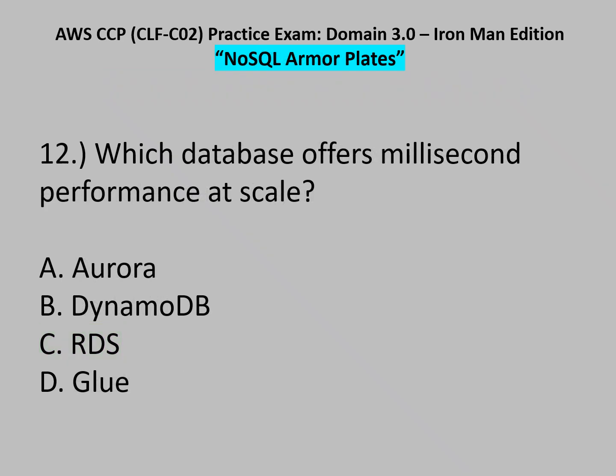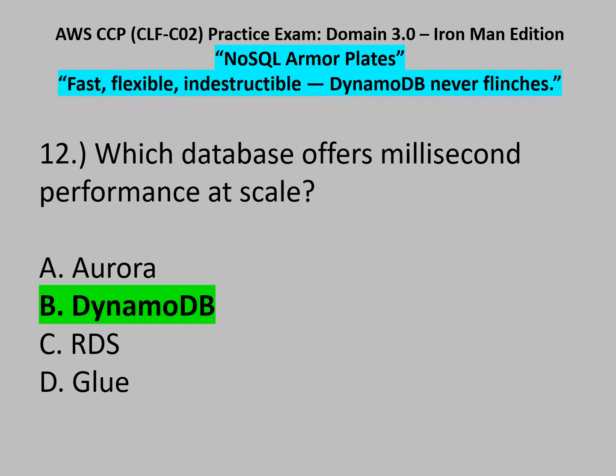Question 12. Which database offers millisecond performance at scale? A. Aurora. B. DynamoDB. C. RDS. D. Glue. The correct answer is B. DynamoDB. Amazon DynamoDB is a fully managed NoSQL database that supports fast, predictable performance and seamless scalability.